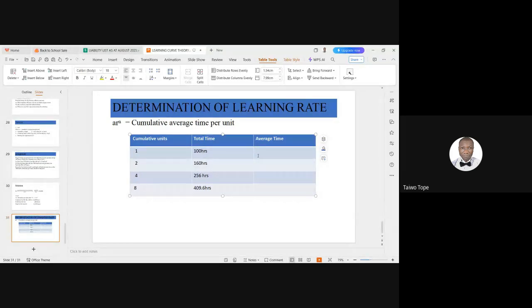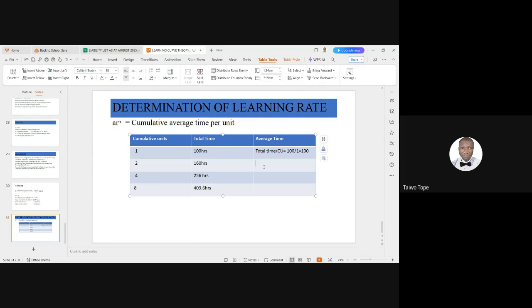How do you determine your average time in this kind of scenario? Your average time will be total time divided by your cumulative unit. So in this case, the average time when you have 1 unit will be 100 divided by 1. You have 100 as your average time.